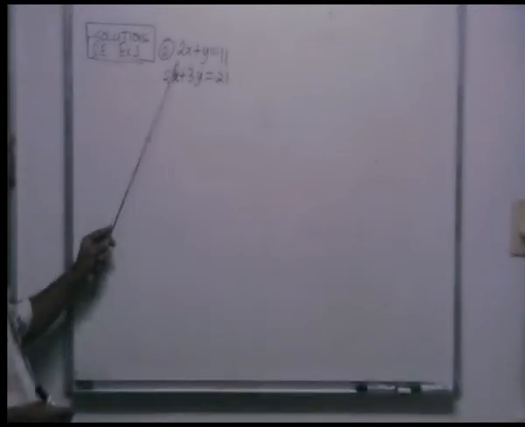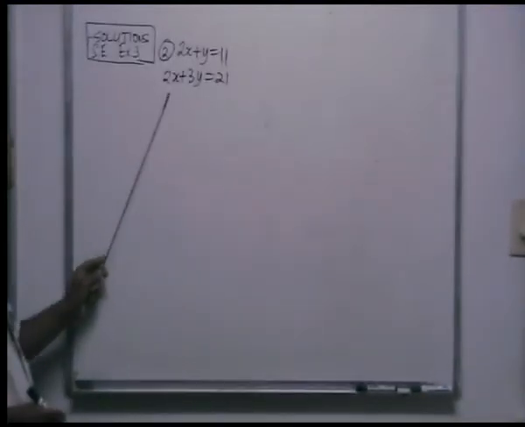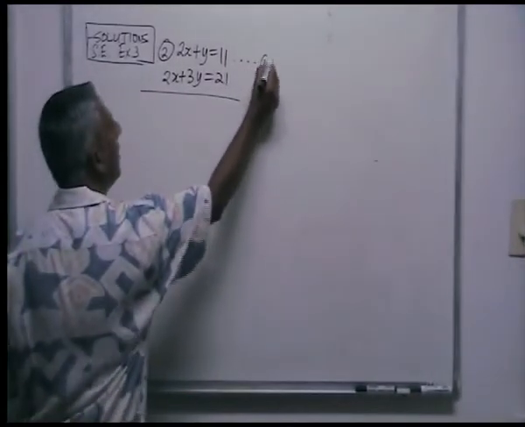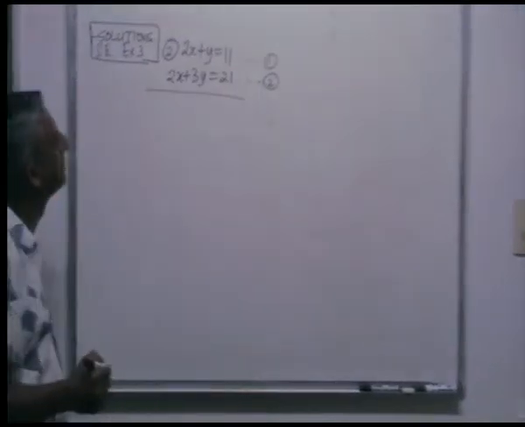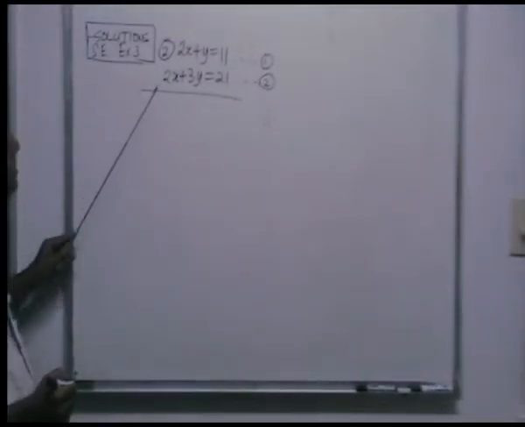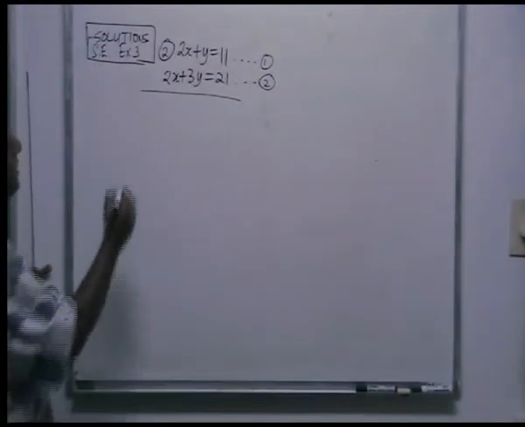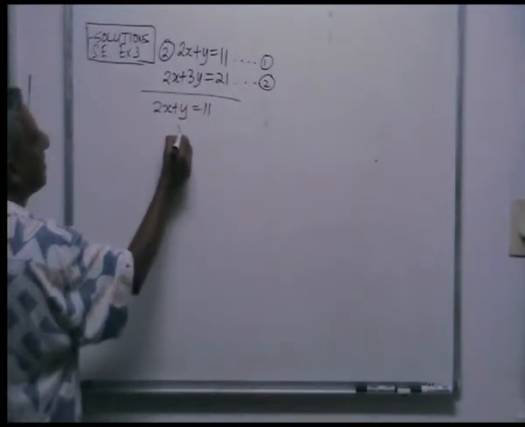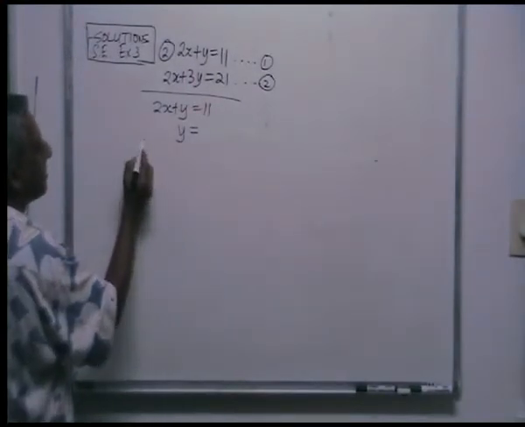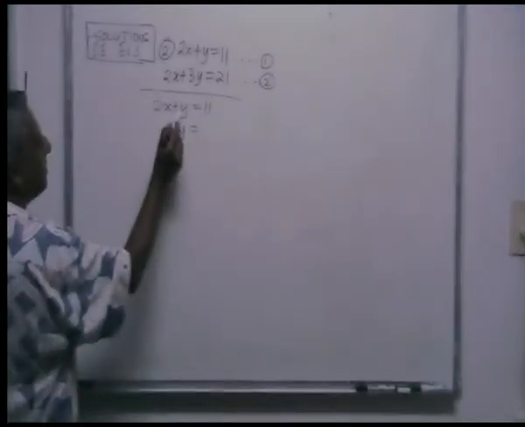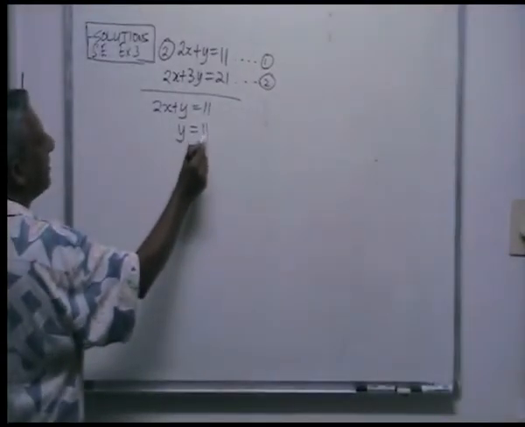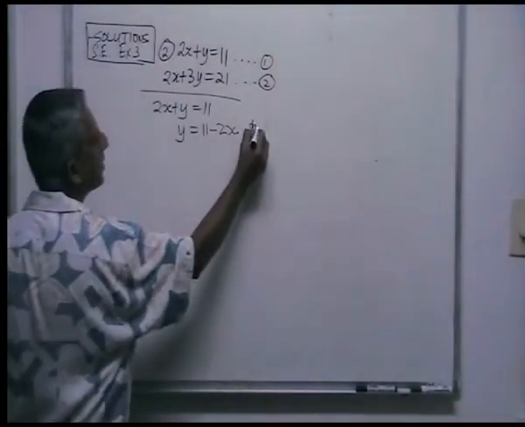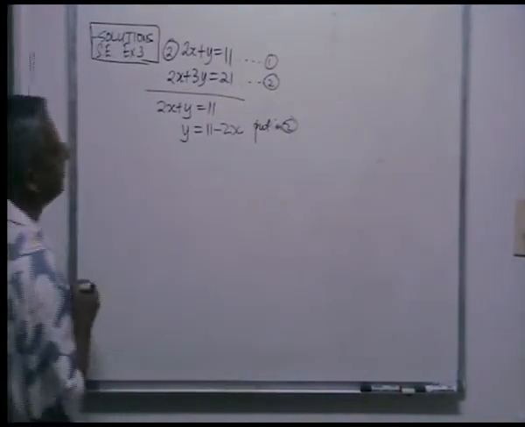Here we have number 2. 2x plus y is equal to 11. 2x plus 3y is equal to 21. We want to substitute one equation into the other. So you always look for the easier equation. Obviously the first one is easier. So I take the first one and I write it down. And then I make y the subject of the formula. See, you've got to be wise. Do an easy thing, which means make y the subject of the formula. So y is equal to 11 minus 2x. And that's what we're going to put in 2.